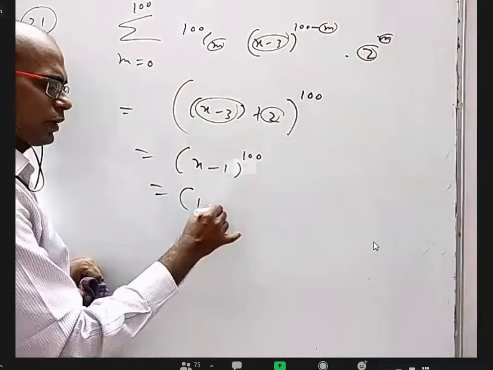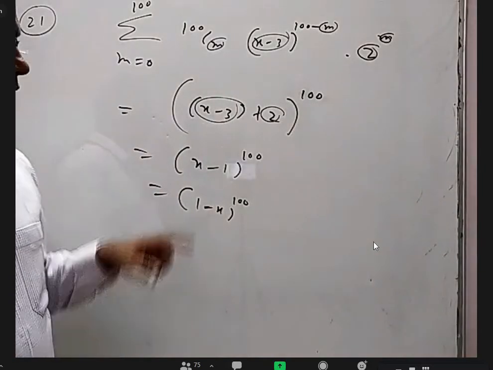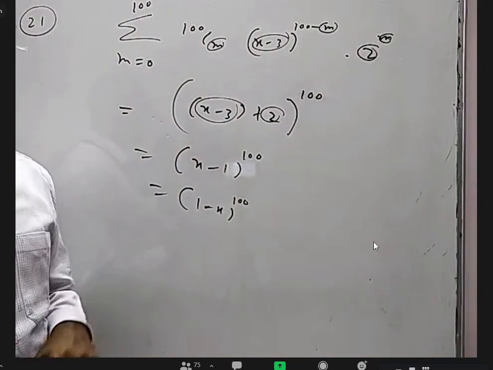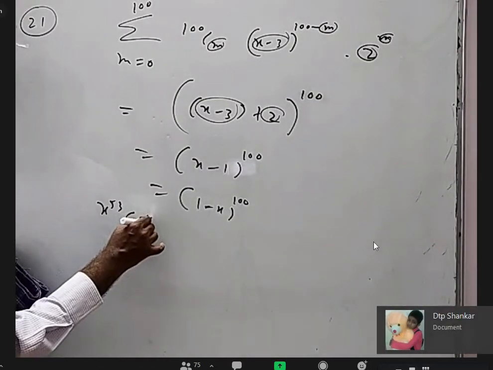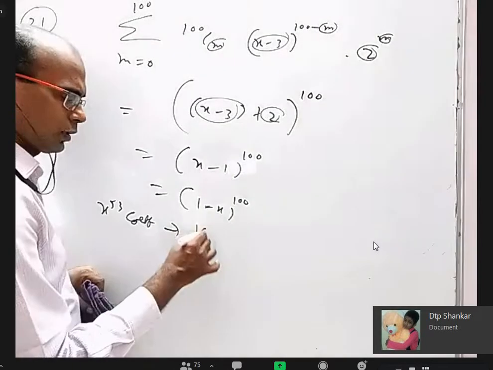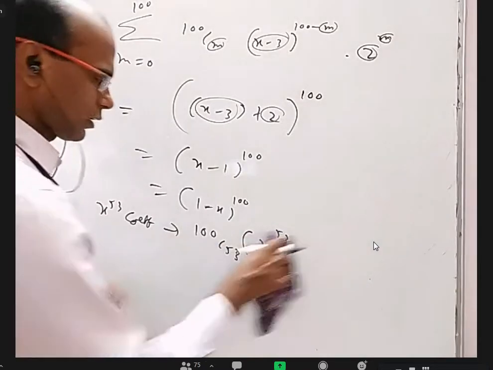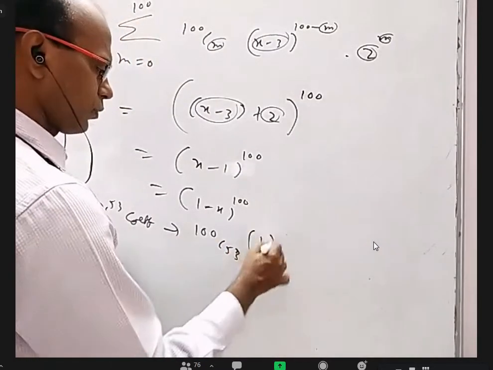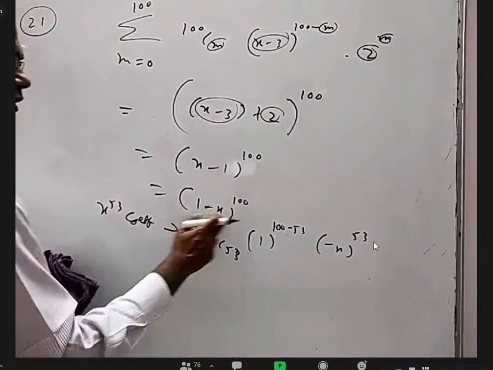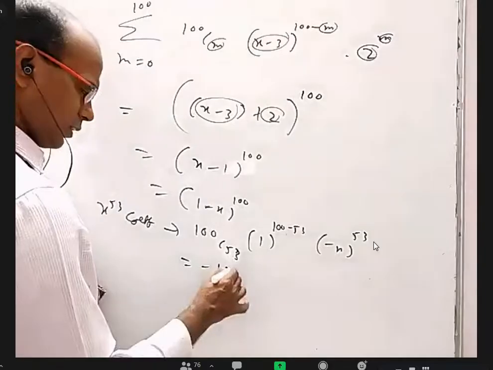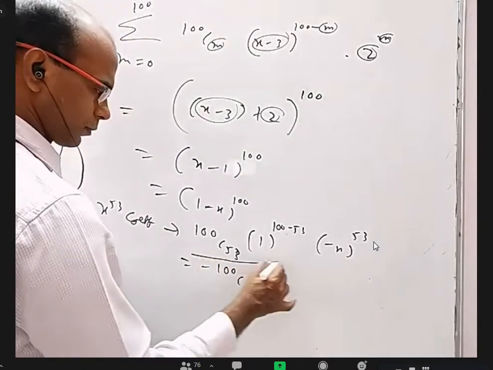You can even write (1 minus x) whole power 100, nothing wrong. The only difference between these two is that the first term here will be the last term there. The order is different, right? Okay. But if you want the x power 53 coefficient, that is easy. 100C53 times (minus x) whole power 53. In fact, I can even write 1 power (100 minus 53) into (minus x) whole power 53. Because of this minus, we also get minus here. So minus 100C53 x power 53.